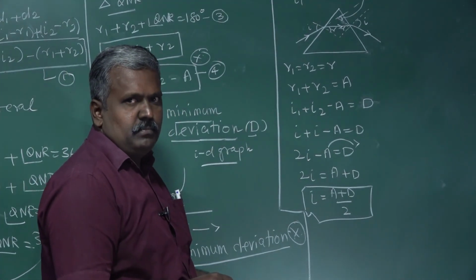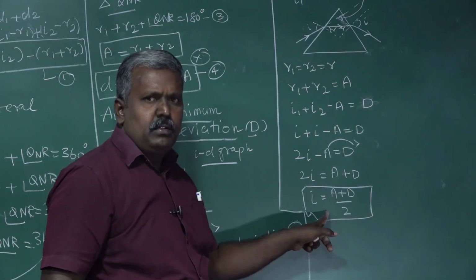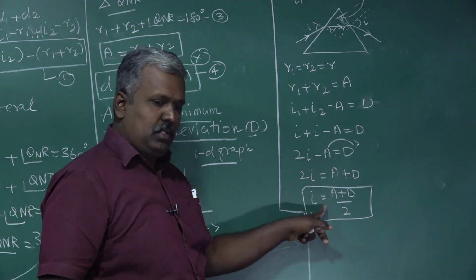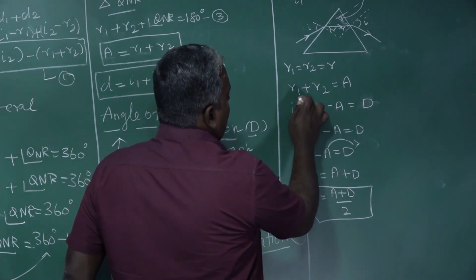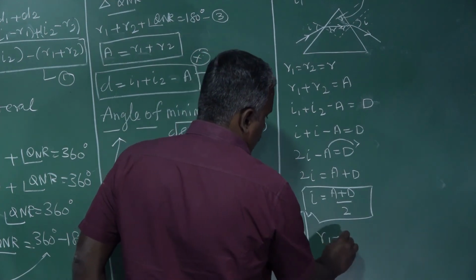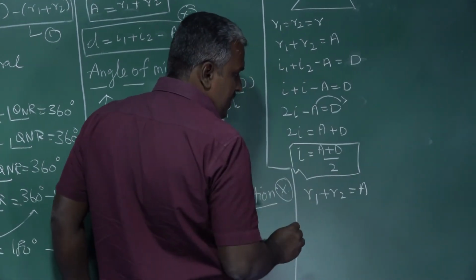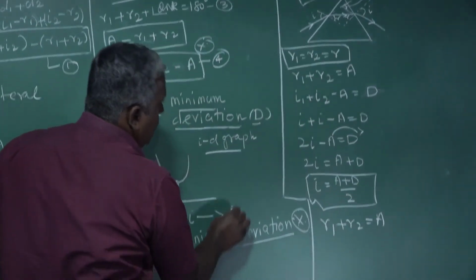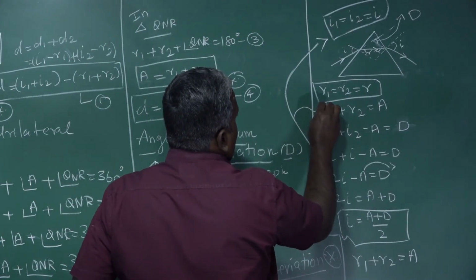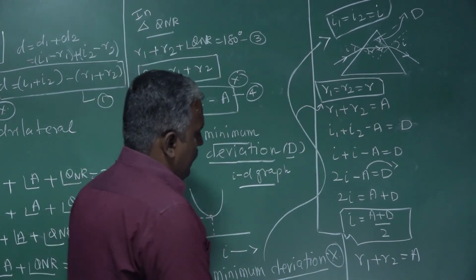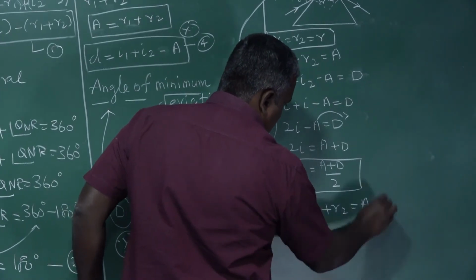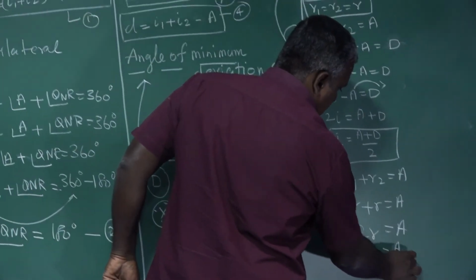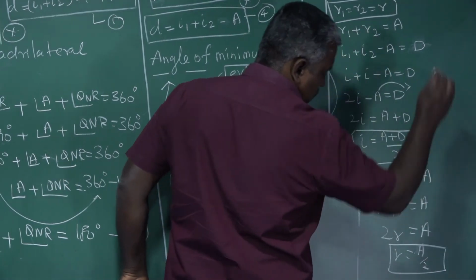What is the purpose of calculating the I value? I will tell you, don't worry. Then, R1 plus R2 is equal to A. At minimum deviation, R1 is equal to R2 is equal to R. So R plus R is equal to A, 2R is equal to A, R is equal to A by 2. That's all.